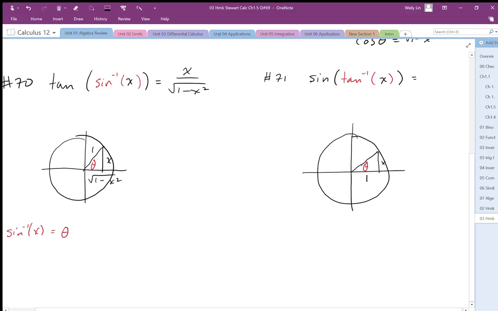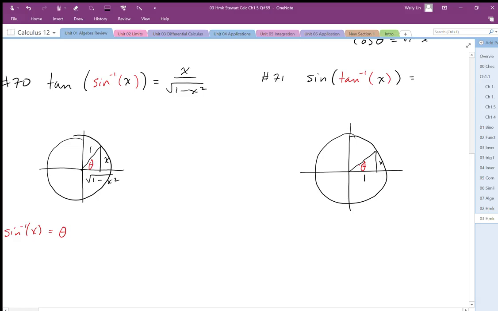So in the same vein, we can do the same for the next one, 71. The angle arc tan is the angle theta here. So I'm just going to, again, make sure I define that. The arc tan angle is the theta in the picture. x is my ratio for tan. So I'm going to draw my picture of rise of x, run of 1. So x over 1 represents my tan ratio.